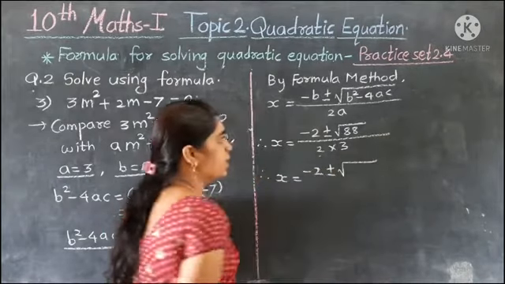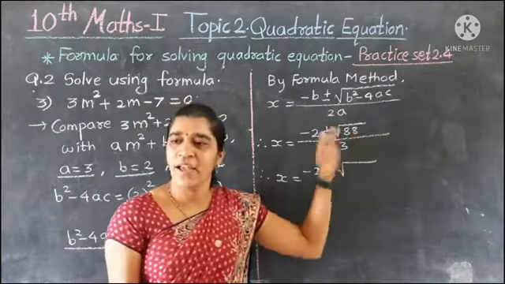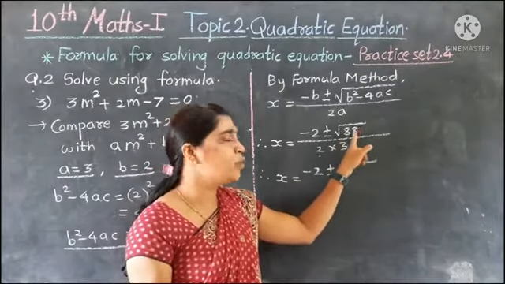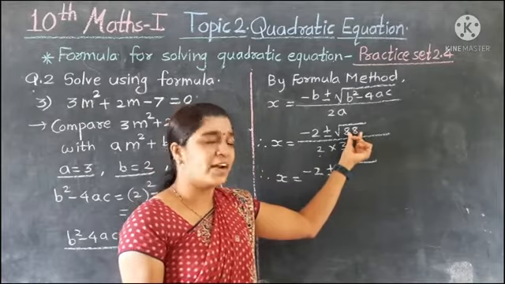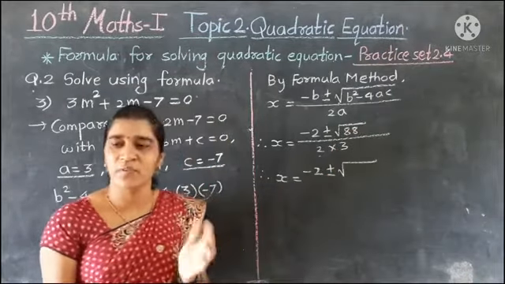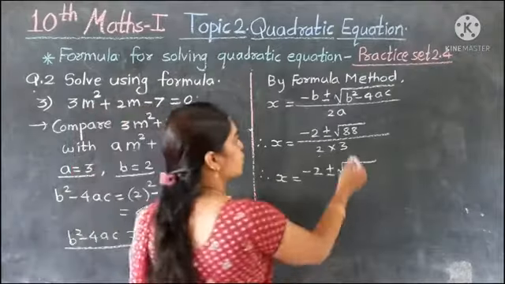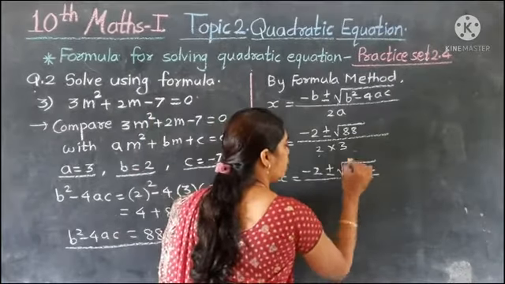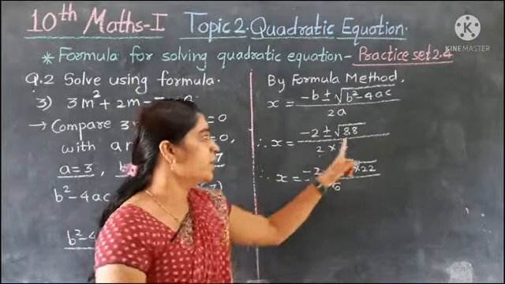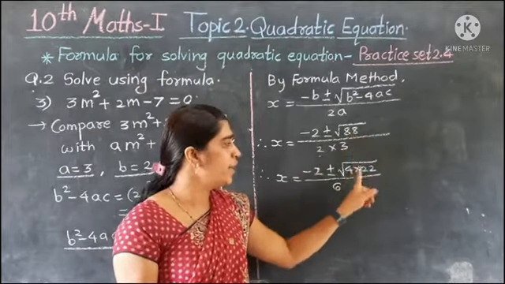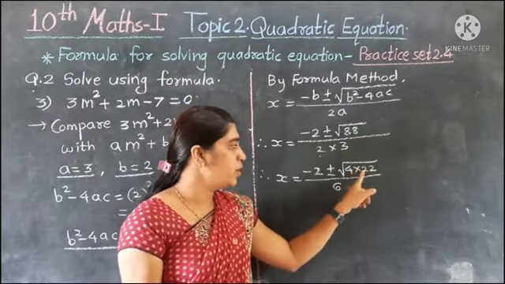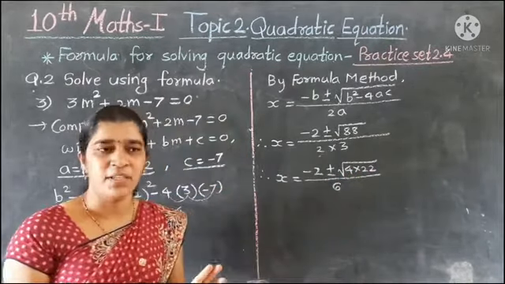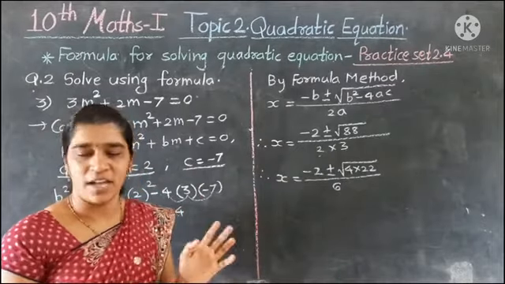See, in the first example you got 16 here, and the square root of 16 we write directly as 4, but here we can't find the square root of 88. So you make factors of 88 such that the square root of one of the factors is known. So we factorize this as 4 into 22, upon 3 into 2, which is 6. So we convert 88 in terms of the product 22 into 4 such that we know one of the factors. We can find at least one factor. This is how we have to factorize it.